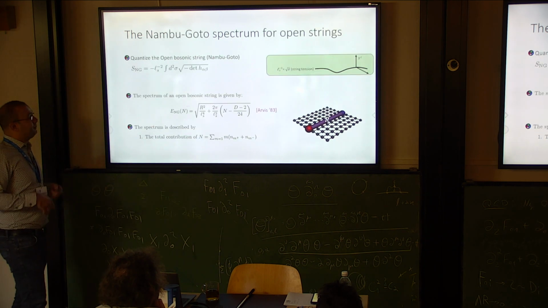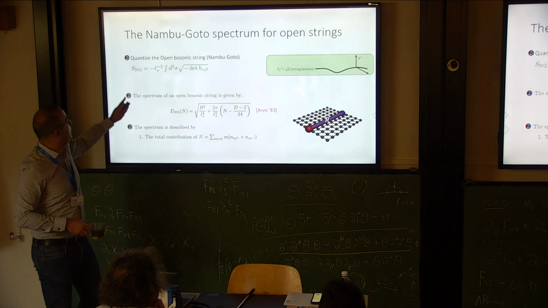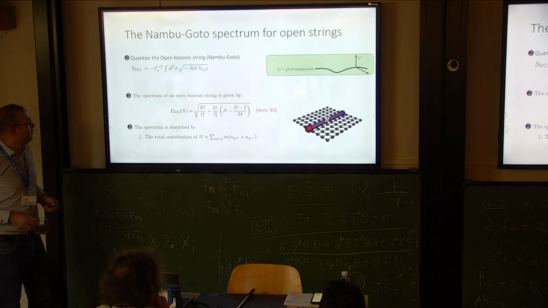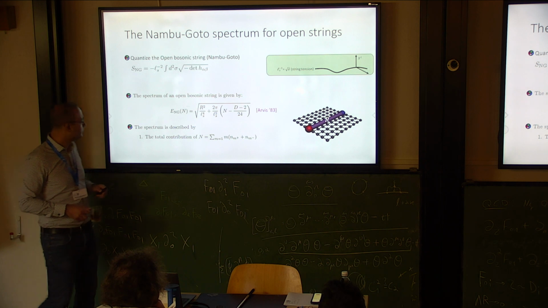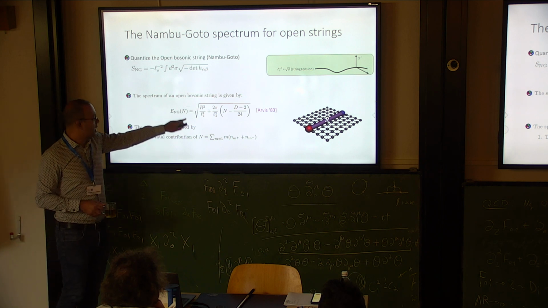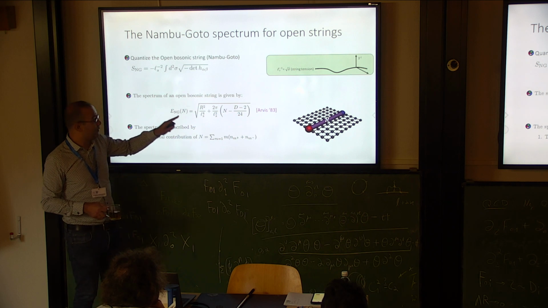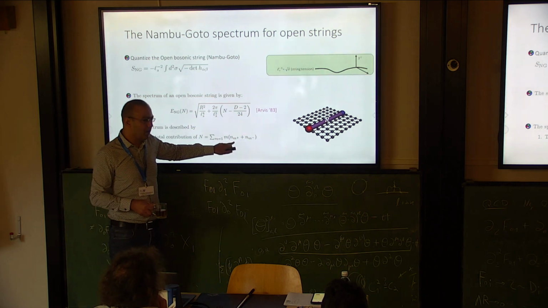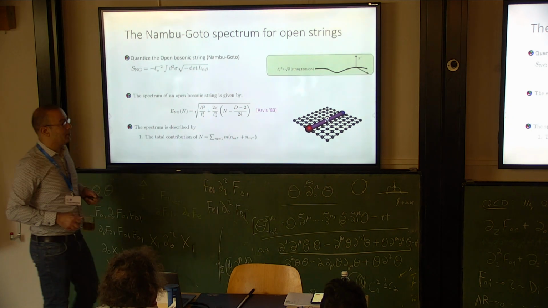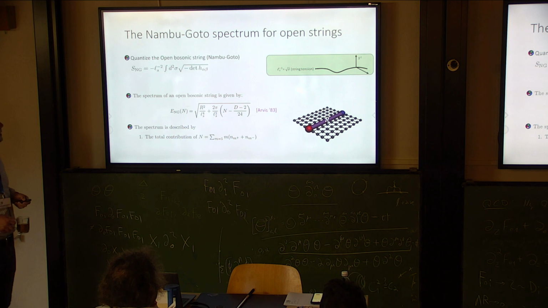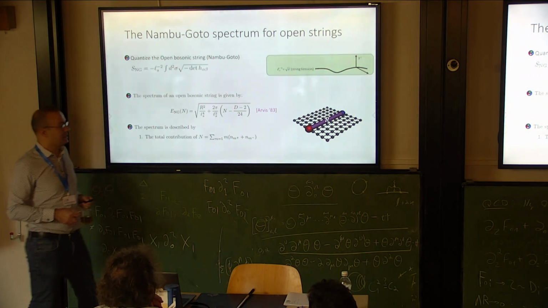Now, similarly, for the open string, if you quantize Nambu-Goto, you get the Arvis potential, or the Arvis energy, where the energy now is described just by the total contribution of left circularly polarized phonons and right circularly polarized phonons. Okay, so the basic excitation number is this guy here.